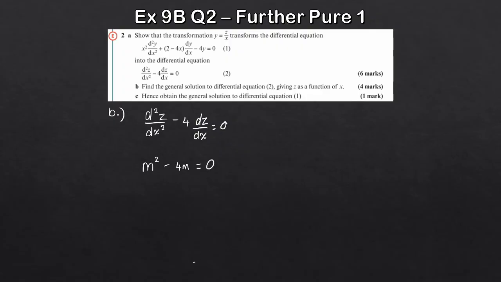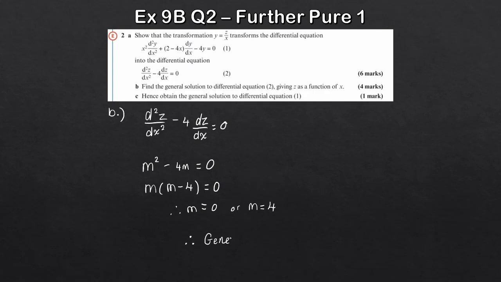Okay. This stage now, nice and easy. This is going to work out quite nicely. We factor an m out, so that's m lots of m minus 4 equals 0. So therefore we can just solve for m here quite nicely. So m is either 0 or m is equal to 4. Okay, so therefore we can just obtain a general solution nice and easy here.